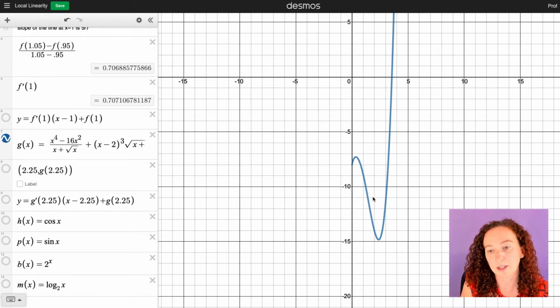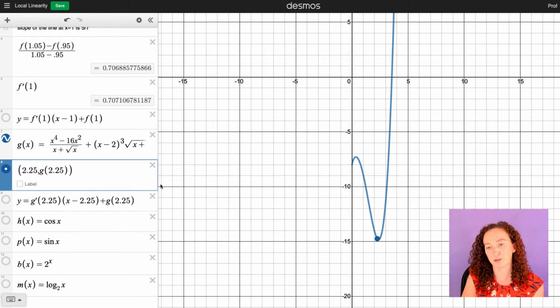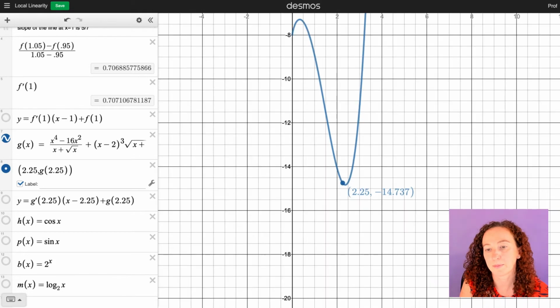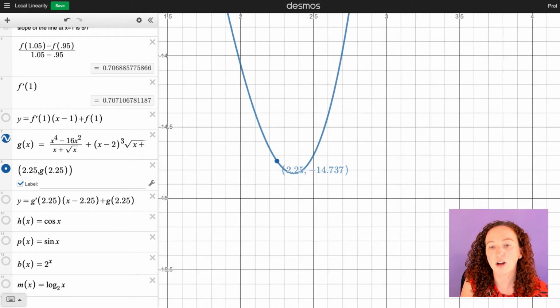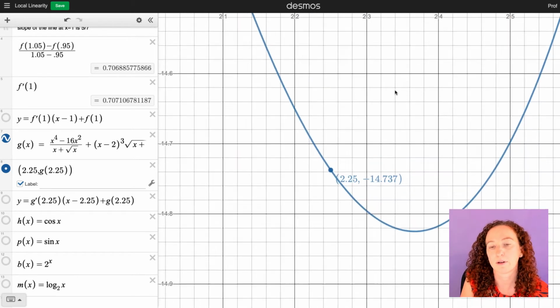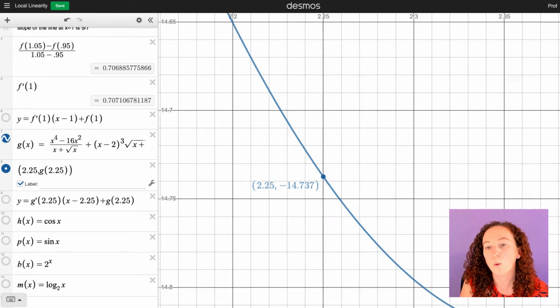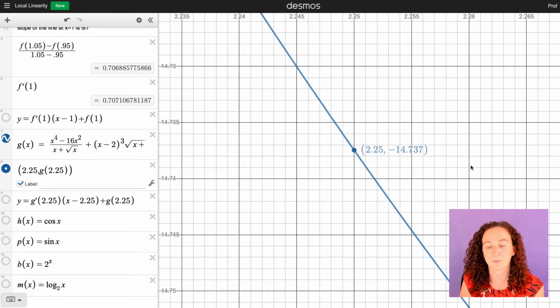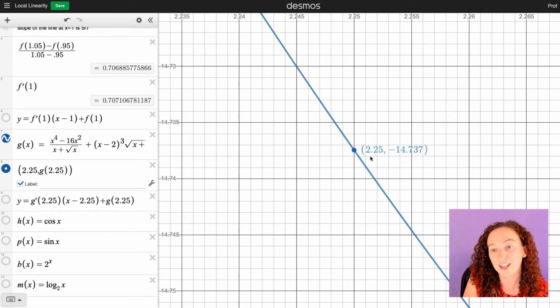And this function certainly doesn't look linear, especially at the point found at x equals 2.25 and y equals our function g evaluated at x equals 2.25. It is definitely not looking linear right around here. But we're going to zoom in right at that point, and as long as we zoom in far enough, we will get a function that looks like a line. So this function is locally linear at x equals 2.25.